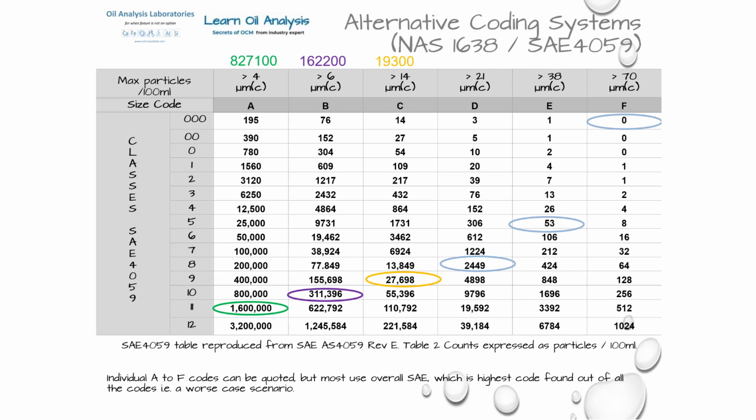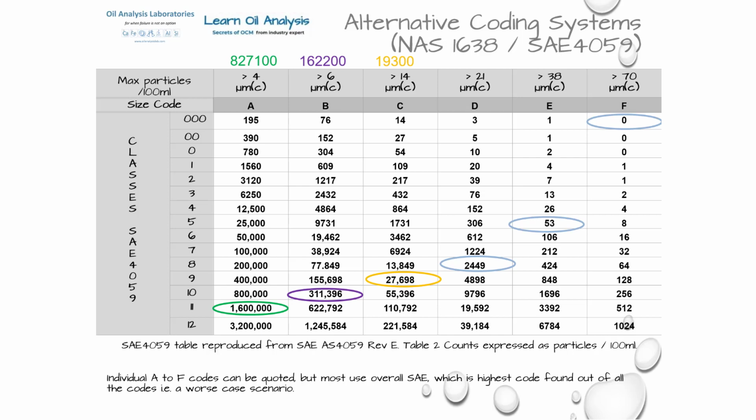Usually though, most people just work on the overall SAE 4059 code, which is the worst value across the A to F subclasses. In this case, it's 11, so it just works on the worst case scenario. As you can see, a new oil is practically at the top end of the scale, so this scale only really works for the most ultra-clean environments, such as in aviation. So unless you work in this industry, you're probably only ever going to come across ISO 4406 codes.